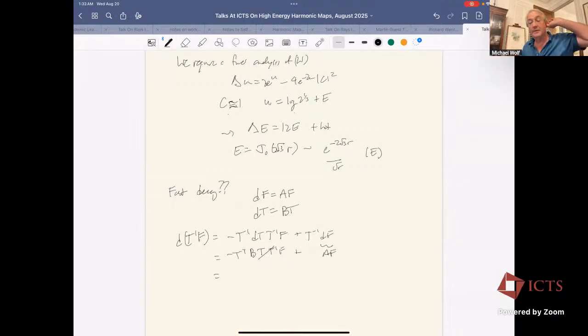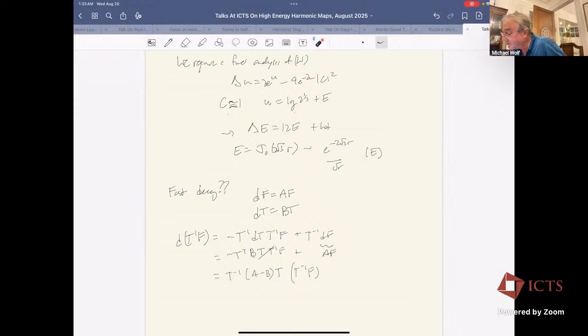And when we just quickly get to the answer, so I'll have a T inverse (A minus B) T, and then a T inverse F. That's just algebra, trust me. So I can look at the difference between those connection forms, A minus B, and that's going to involve this error.